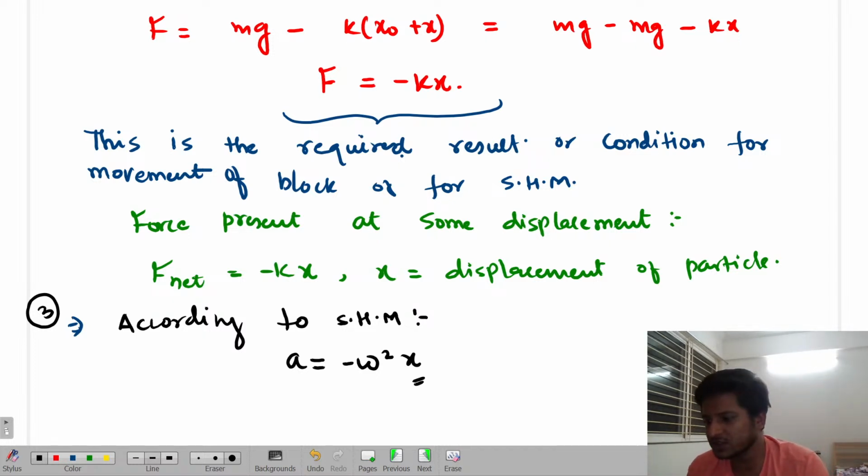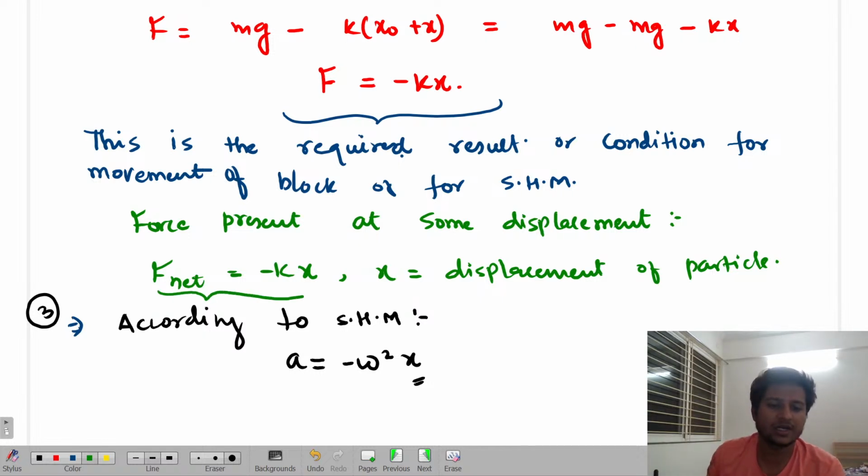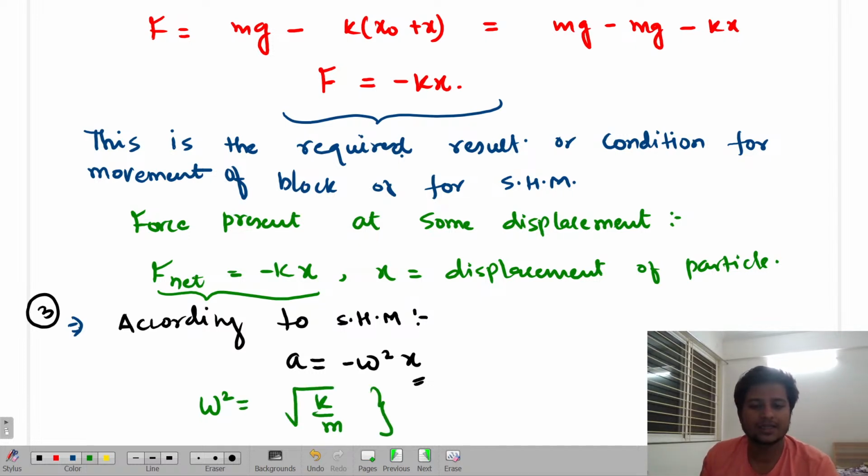This is my SHM equation, or not, which is minus omega square x. Now, the SHM equation says that this is minus omega square x, and F net I am getting as minus kx, so acceleration must be equal to, meaning this omega square must be equal to k by m, and that is my angular frequency. Are you able to get me?